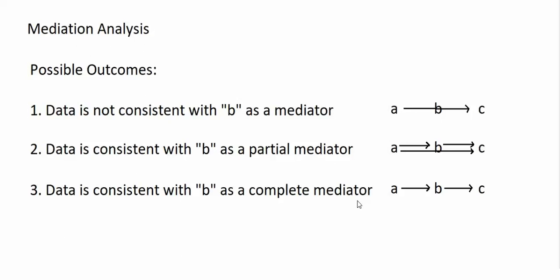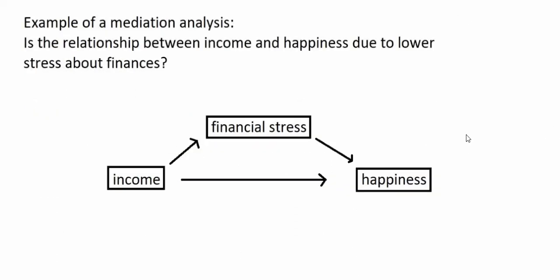So that's complete mediation. At this point, I'd like to show you a complete diagram of the example that I've been talking about. So here we have that example in which a researcher has a hypothesis that income leads to lower financial stress, and lower financial stress leads to happiness. And right here, we can see the indirect path leading from income to lower financial stress, and from lower financial stress to happiness. And we can also see the direct path leading from income straight to happiness.